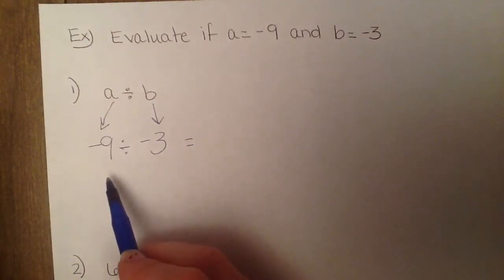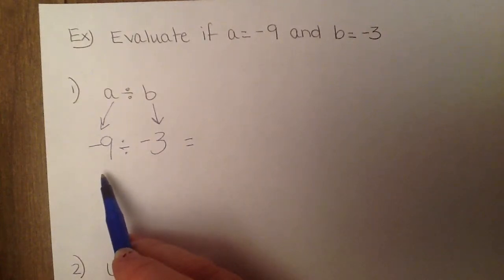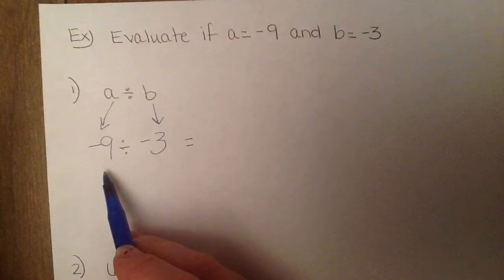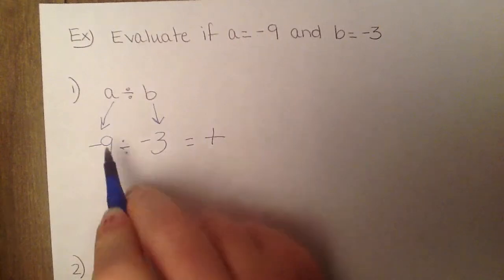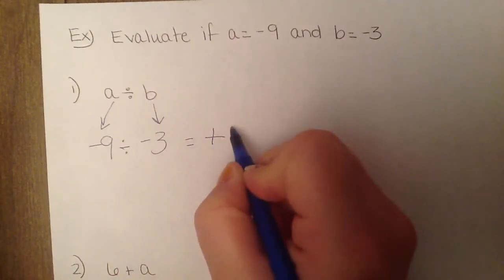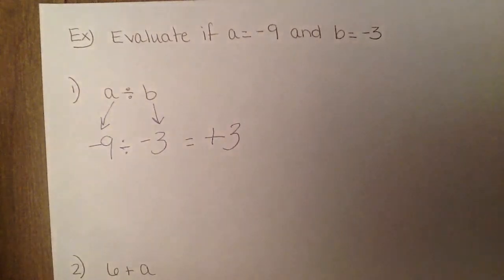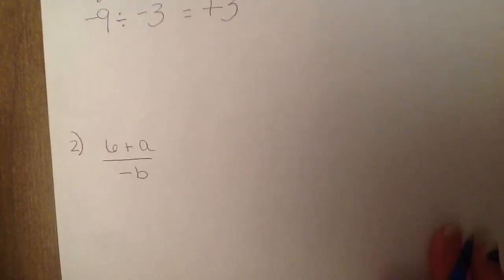All right, let's check. Do the signs match? Yes. Since the signs match, that's a good thing, which means our answer is positive. And 9 divided by 3 is 3. So our answer is positive 3. Nice job. Let's look at number 2.